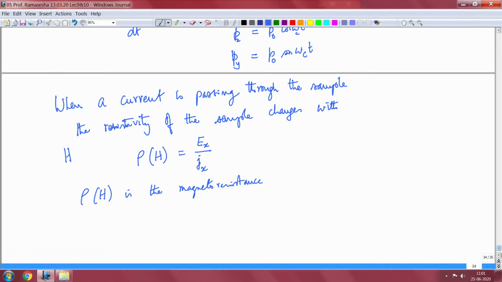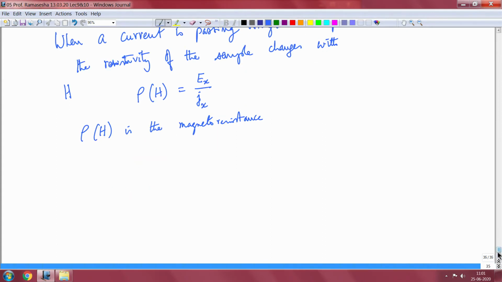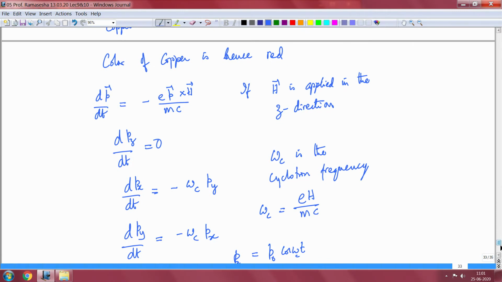So I should mention to you that in the previous lecture, when I was talking about the application of magnetic field, I was looking at a system of free electrons where there were no collisions. That is the reason why I did not have the minus p by tau term. If you look at it here, I don't have a damping term, which is the p by tau, but only the force term.